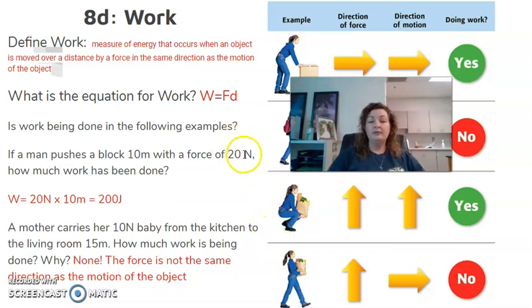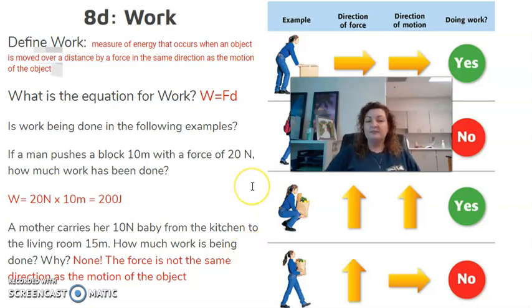So newtons is going to be our force. Force is measured in newtons, okay? And meters is a unit of distance. So 20 newtons times 10 meters equals 200, and our unit for work is joules. Joules, you remember we also measured from energy. Energy was joules. Work is a form of energy, okay? So it's also going to be joules.